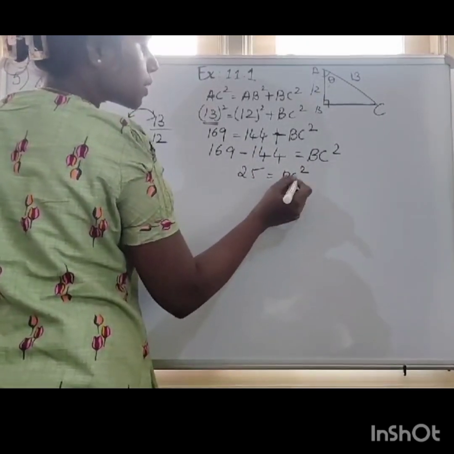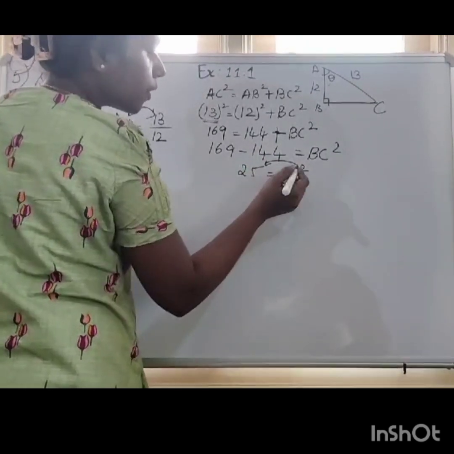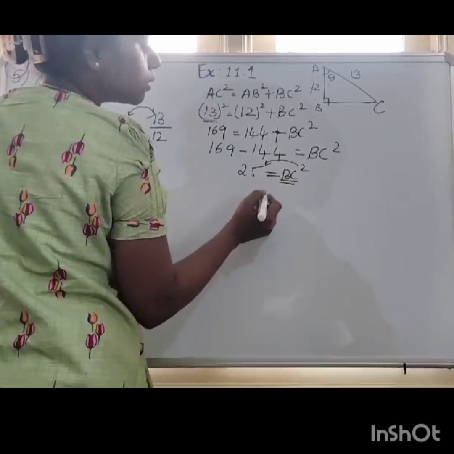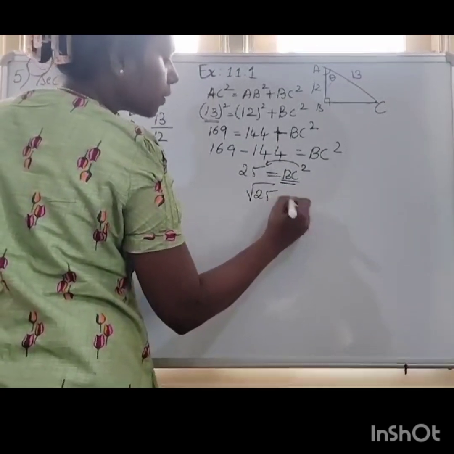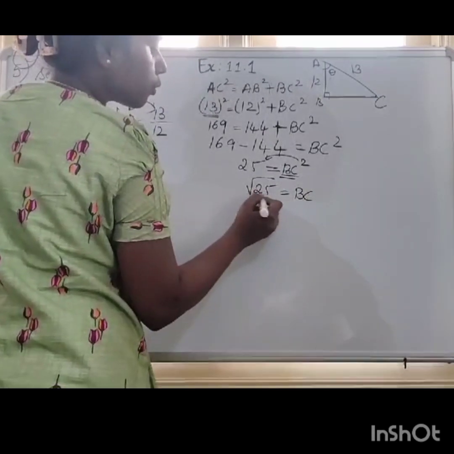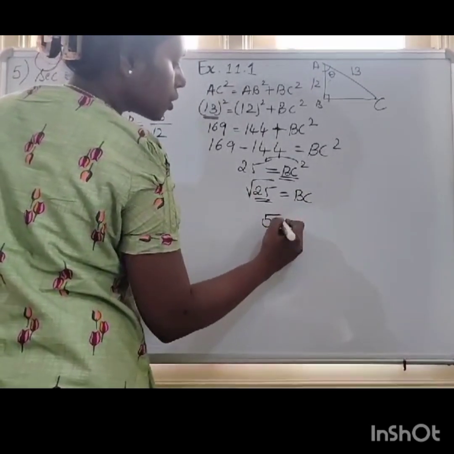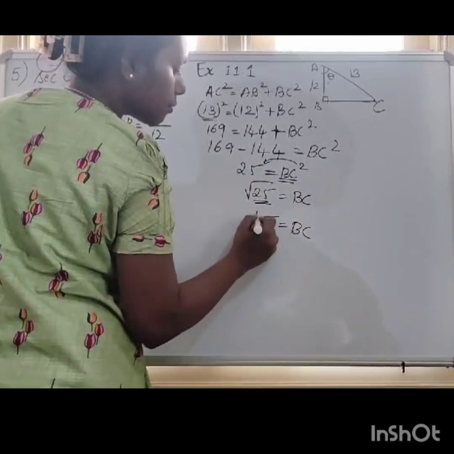We need the value of BC, so the square comes to this side. When it crosses the equal sign and comes to this side, it becomes square root of 25 is equal to BC. Square root of 25 is 5. So BC value is 5 centimeter.